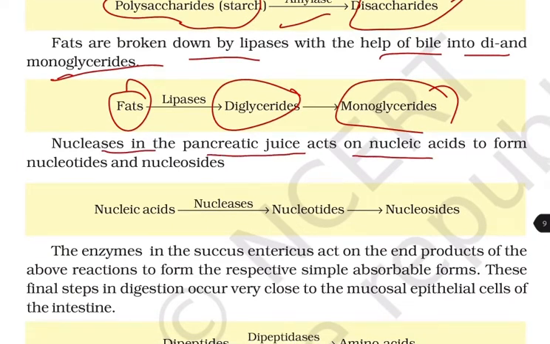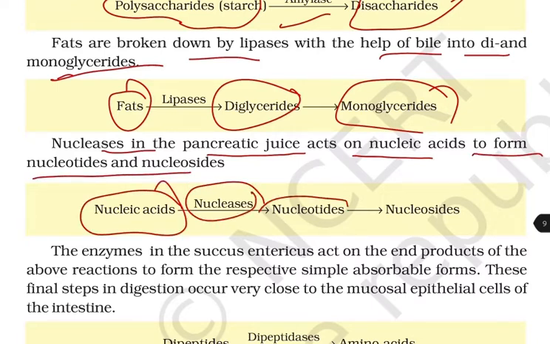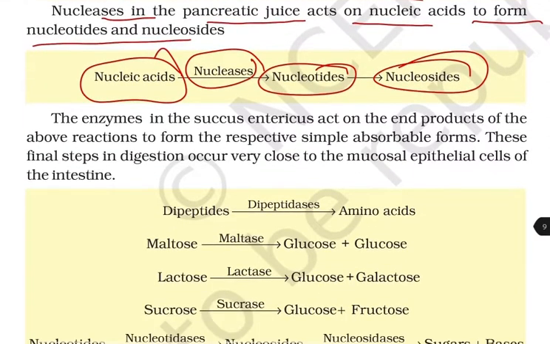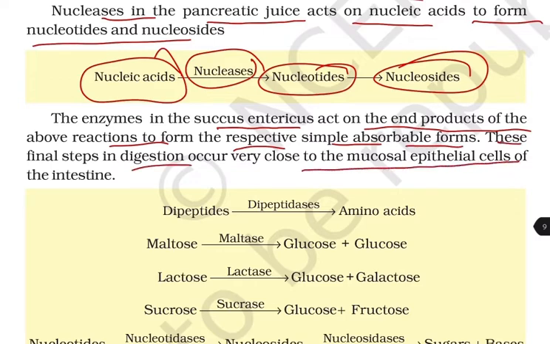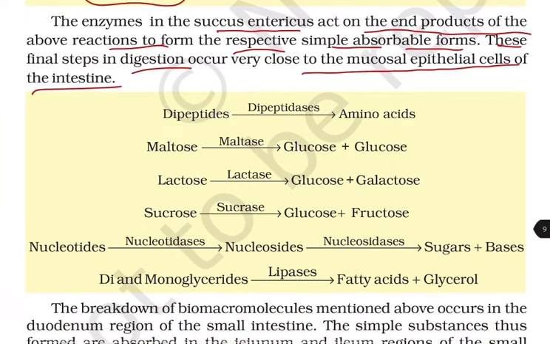Nucleases in the pancreatic juice act on nucleic acid to form nucleotides and nucleosides. Nucleic acid, with the help of nucleases, gets converted into nucleotides and after that into nucleosides. The enzymes in the succus entericus act on the end products of the above reaction to form the respective simple absorbable forms, and this final step of digestion occurs very close to the mucosal epithelial cells of the intestine.